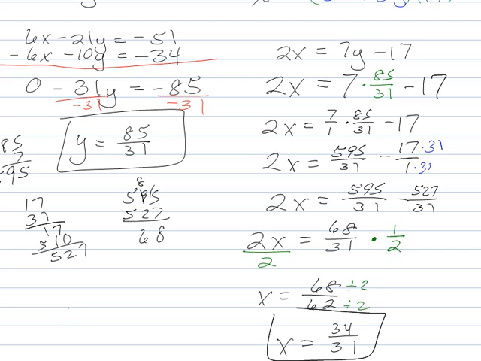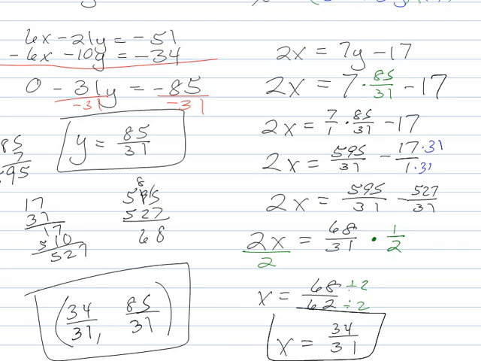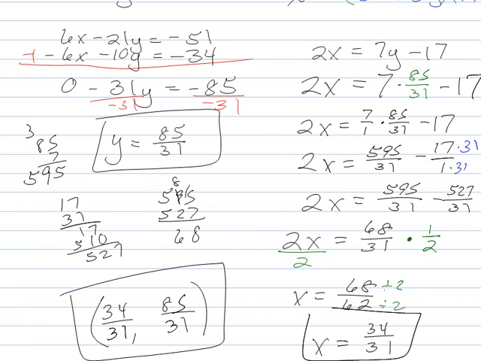So my solution, as disgusting as this looks, is 34 over 31 and 85 over 31. So you could always go plug this into your calculator, into the original equation, just to verify. If I got this on a test, I would probably go check and make sure it was right. But really, we just want to make sure that you know how to do fractions and stuff like that. So it's always good to remind yourself how to do this stuff.